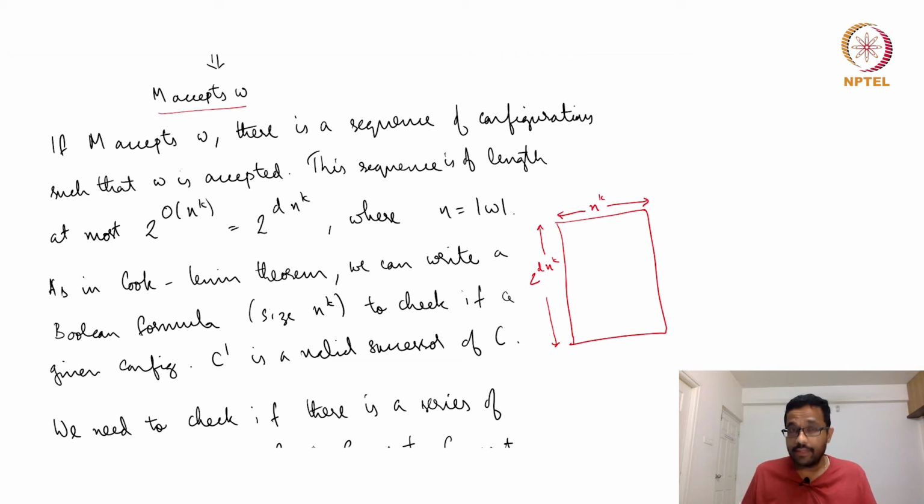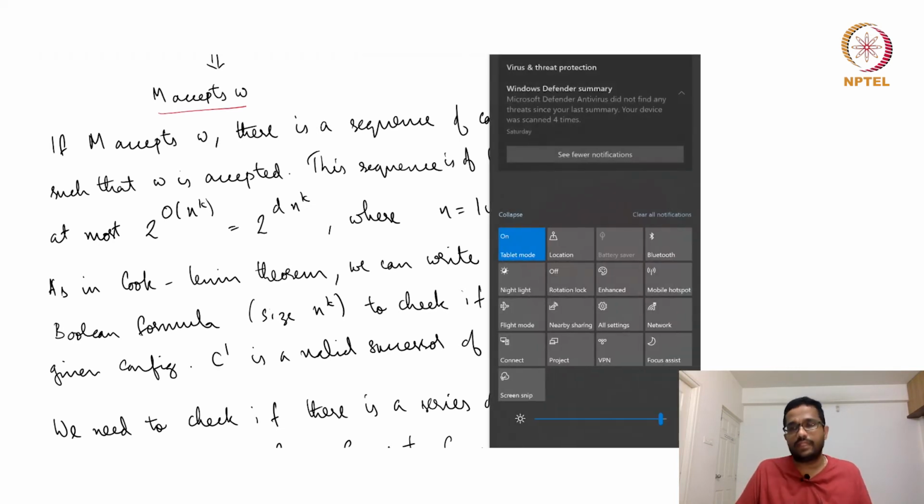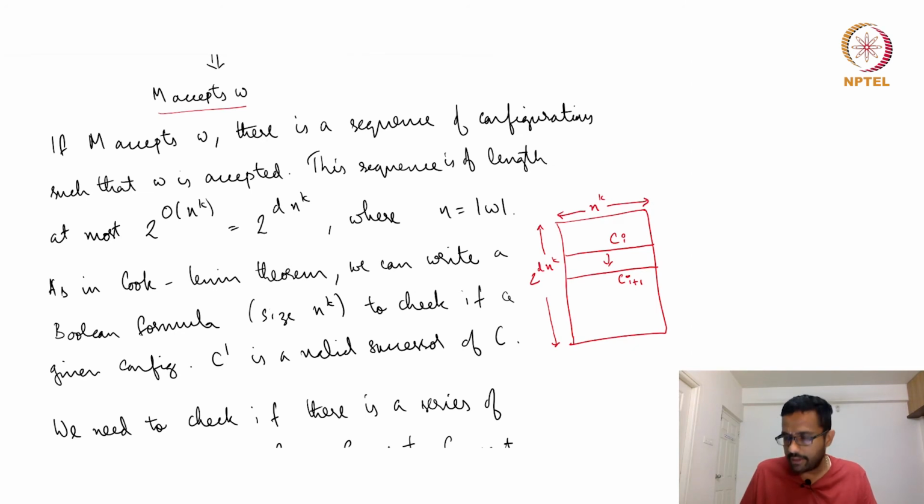Now again, this is a deterministic machine, right? So just like in the Cook-Levin theorem, we can write a Boolean formula to check whether C i plus 1 is a proper successor of C i. A configuration i plus 1 is a successor of configuration i. We can write a Boolean formula for it, and this formula will be of size n power k.